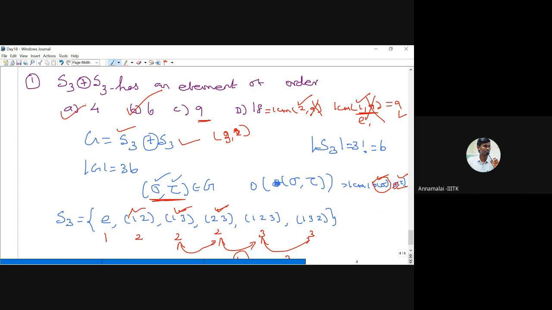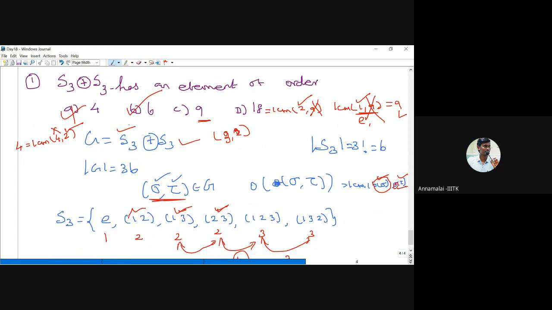Now again, if you take 4, when we get an LCM of 4, it happens only when we have 4, 2, because the GCD is 2, therefore the LCM is 4. So this is the only case, or 2, 4. Now, anyway, the permutation contains an element of order 2, but it does not contain an element of order 4, because the maximum order is 3. Therefore, we cannot get an element whose order is 4 in S3 cross S3.